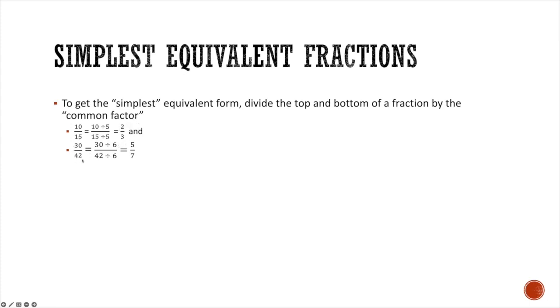Here, 30 over 42, the common factor is 6. So we can divide both top and bottom by 6. Then 30 divided by 6 is 5, and 42 divided by 6 is 7. 5 over 7 is the simplest form.